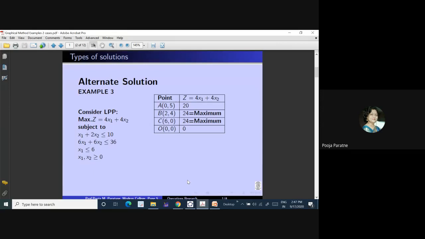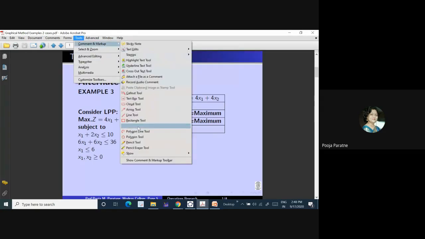Also, the third vertex was (6, 0), and the value is again 24. The last was the origin, where obviously the value is 0. Now, as this example is of maximization, we will choose the maximum value. We can see in the table, in the column of z, that there exist two equal maximum values of z, but at different values of x and y.